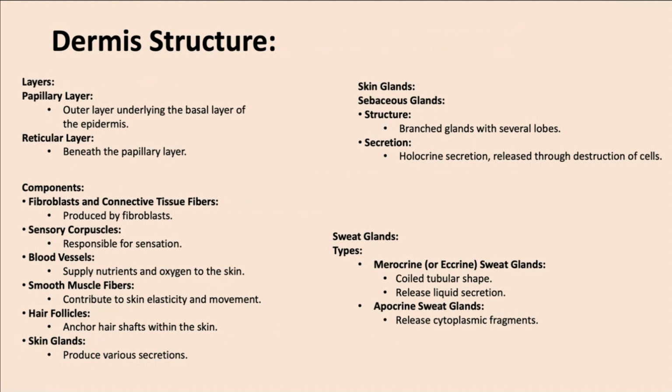There are sensory corpuscles within the dermal layer also, and this is important for sensation. There's blood vessels, of course, smooth muscle fibers, hair follicles also grow from there, and skin glands. The skin glands could be sebaceous glands or sweat glands. The sebaceous glands partake in holocrine secretion, and that basically means that when the sebaceous glands release things like oils, the whole cell is going to disintegrate. The whole cell is going to basically break down in holocrine secretion.